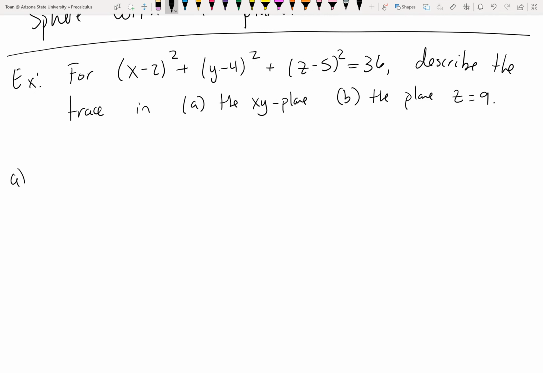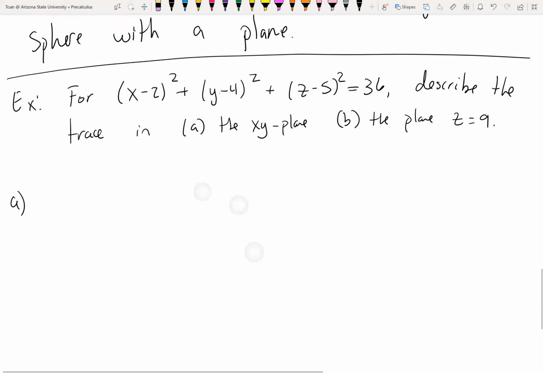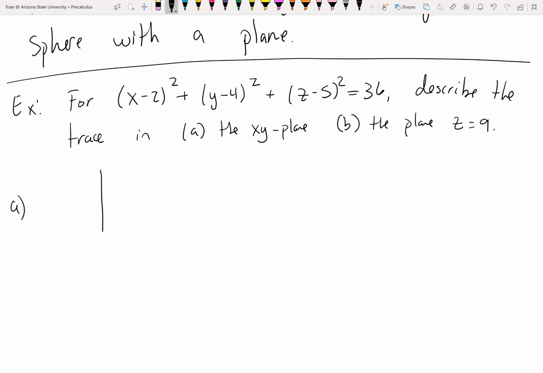So how do we do letter A? Now the xy plane is your regular Cartesian plane that we think of, right? This is your xy coordinate system. But in 3 dimensions, we draw it a little bit differently. In 3 dimensions, the coordinate system sort of looks like this.